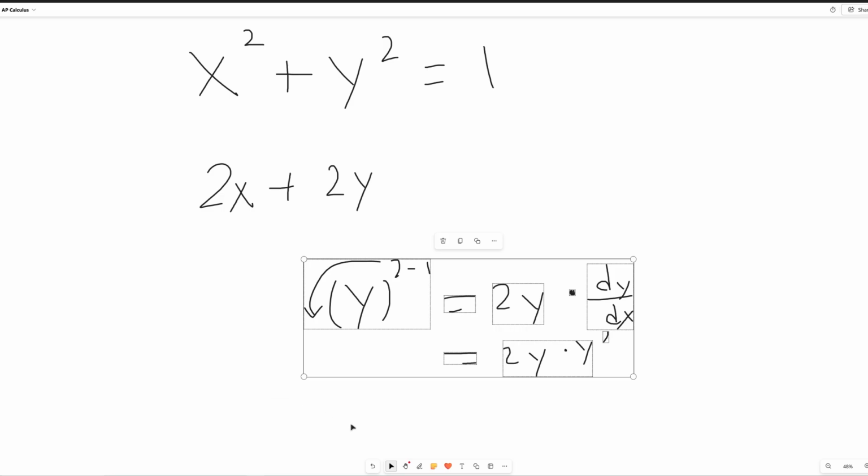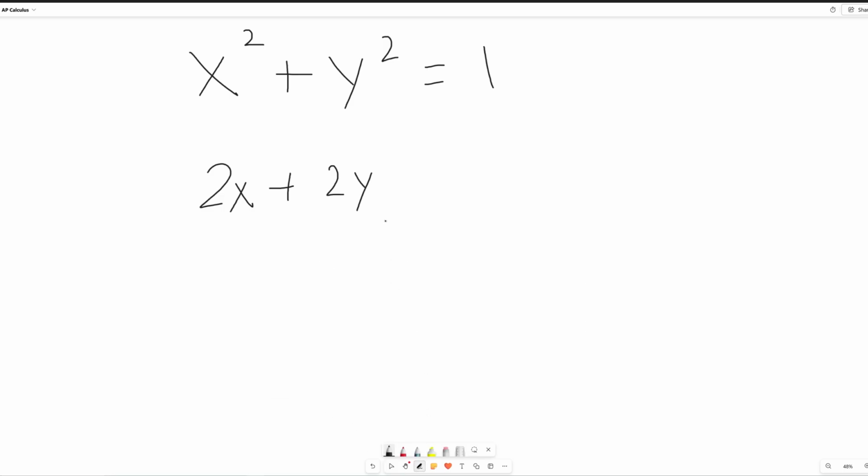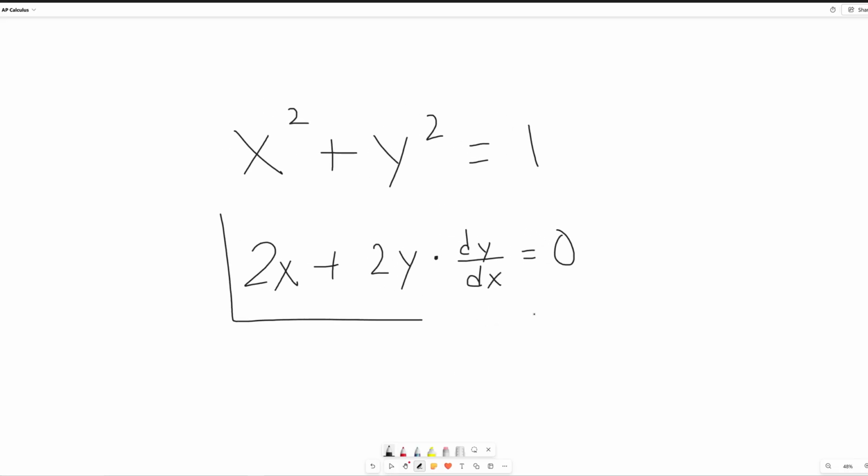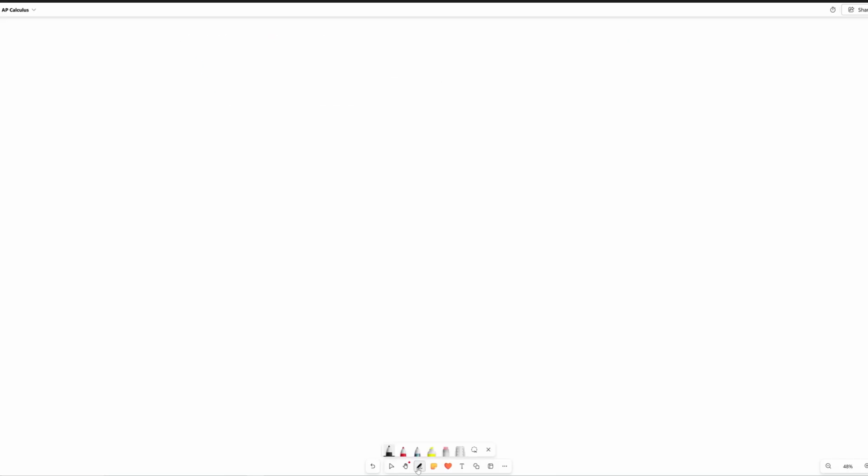That's what implicit differentiation really is. When you take the derivative of y, it's like this y is inside of an x function, so every single y term that you take the derivative of has to be multiplied by a dy over dx. So in this case, you would have something like this, and then isolate for dy dx, which I will show you in a second.